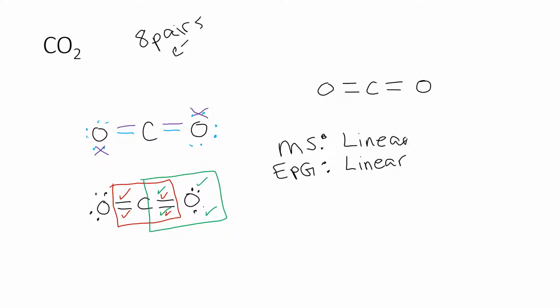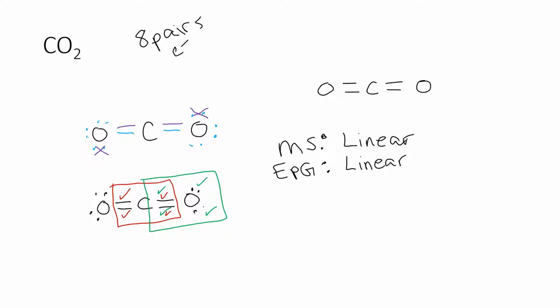The difference between electron pair geometry and molecular shape is that electron pair geometry takes into account any lone pairs on the central atom, and molecular shape does not. And you won't see how they're different in this example, because there are no lone pairs of electrons or non-bonding pairs of electrons on the central atom. Okay, so this is linear.